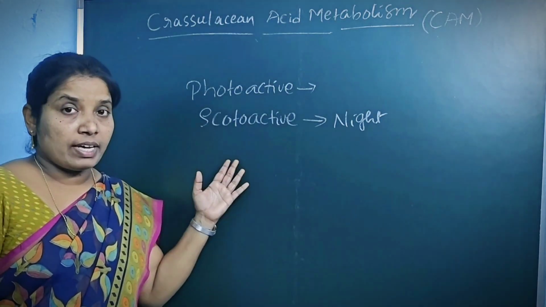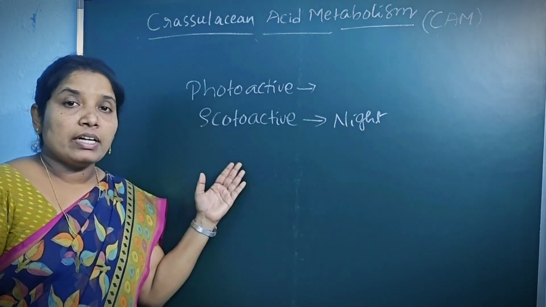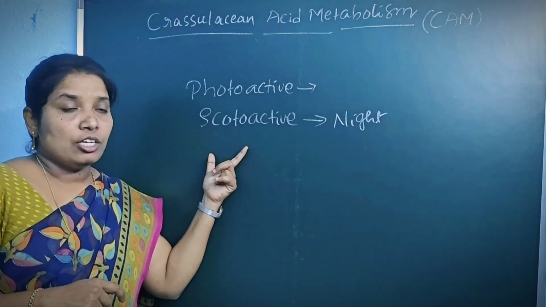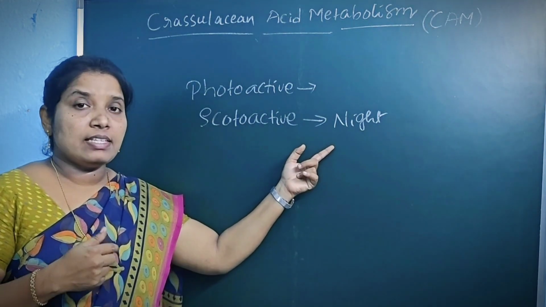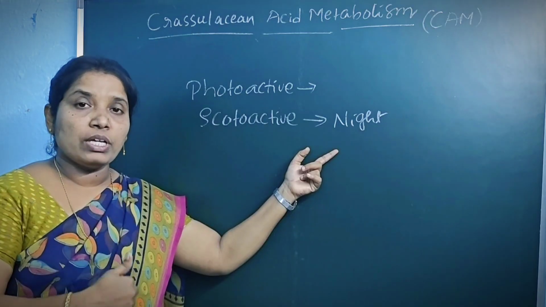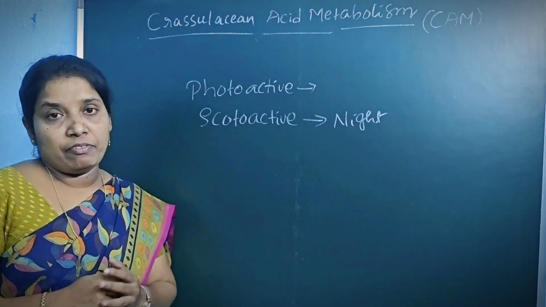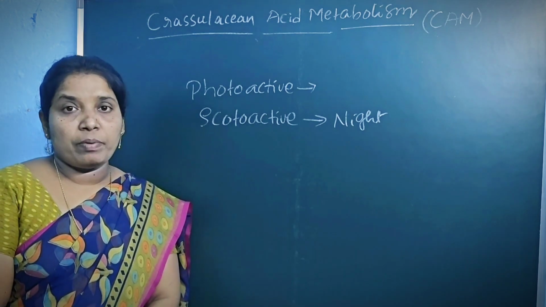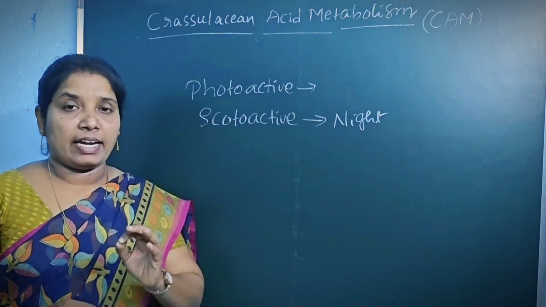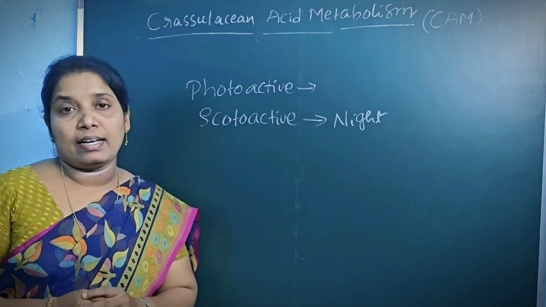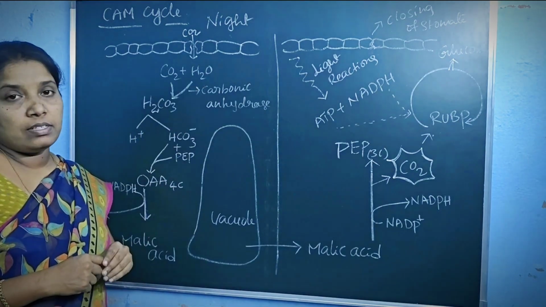In this way, they avoid water loss during the daytime. They open the stomata during the night time, and then CO2 diffuses into the plant. They involve two phases of carbon fixation. Initial carbon fixation occurs at night. Subsequently, they utilize that carbon during the daytime. This is the CAM cycle, students.